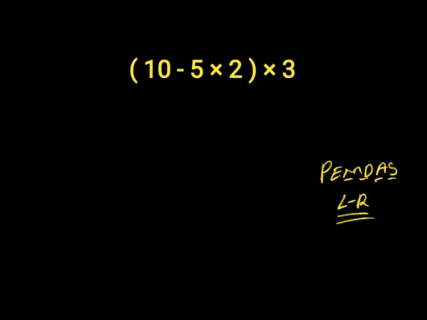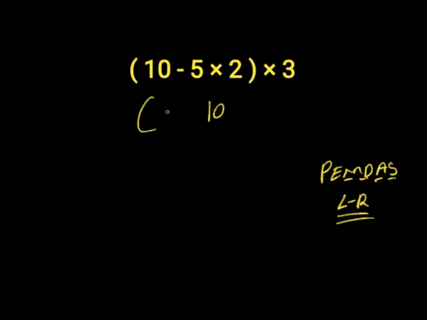First of all, we are going to solve our parentheses. And in our parentheses, we have a subtraction and a multiplication. We are going to work with our multiplication first because it comes before subtraction, which is we are going to solve 5 times 2 first. 5 times 2 will give us 10.